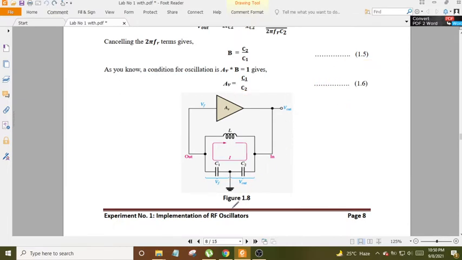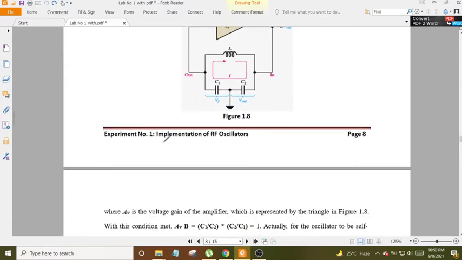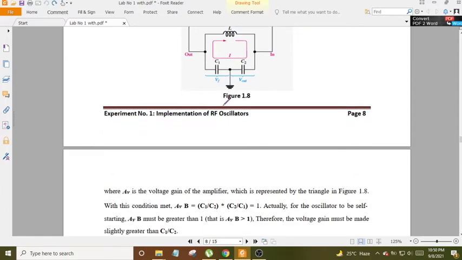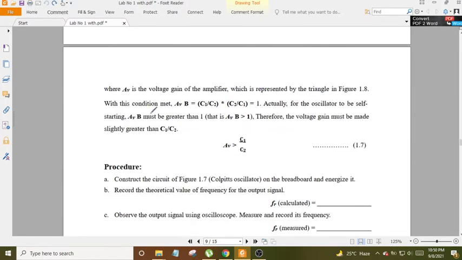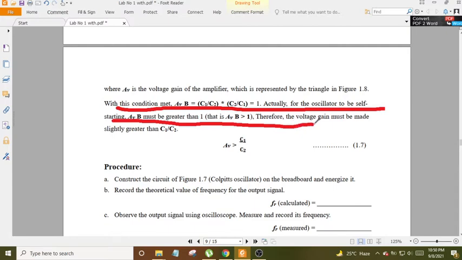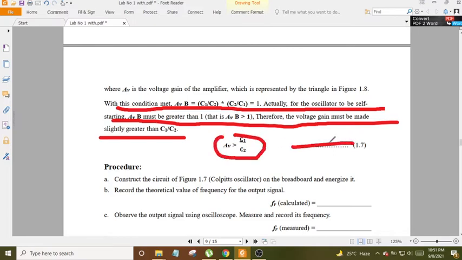Figure 1.8. Experiment No. 1. Implementation of RF oscillators. Page 8, where A_v is the voltage gain of the amplifier, which is represented by the triangle in figure 1.8. With this condition met, A_v B equals C1 over C2 times C2 over C1 equals 1. Actually, for the oscillator to be self-starting, A_v B must be greater than 1. Therefore, the voltage gain must be made slightly greater than C1 over C2: A_v greater than C1 over C2 (1.7).